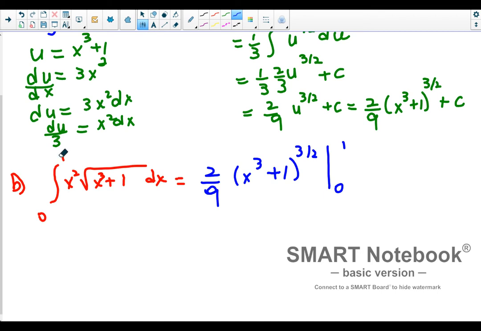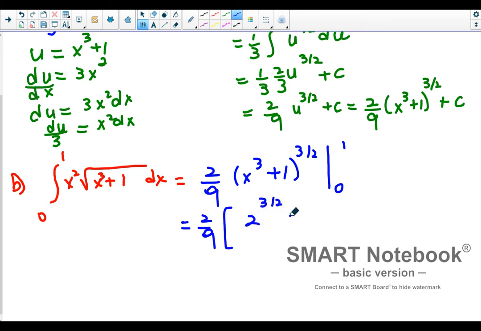You would just solve the problem with the technique of U substitution, and only at the end, after you've brought the x variable back, you would put the limits from 0 to 1, and now you're ready to evaluate them. And 2 over 9 can be factored outside, so plug in a 1 for x. 1 to the third is 1. 1 plus 1 will be 2, so you have 2 to the power of 3 over 2.